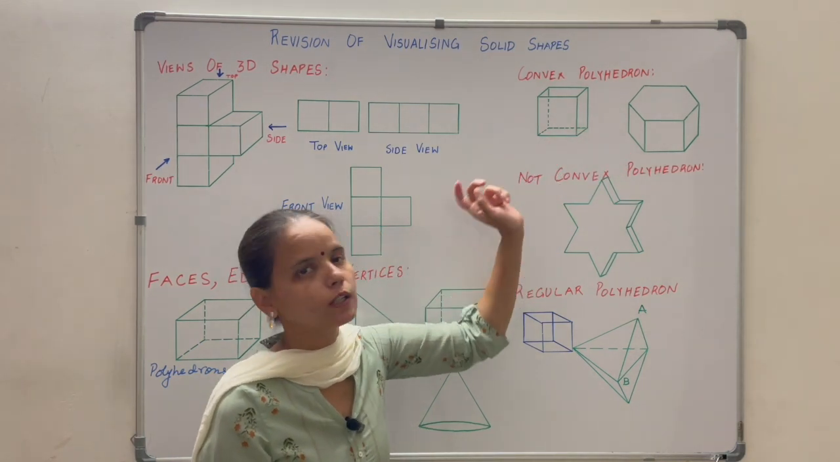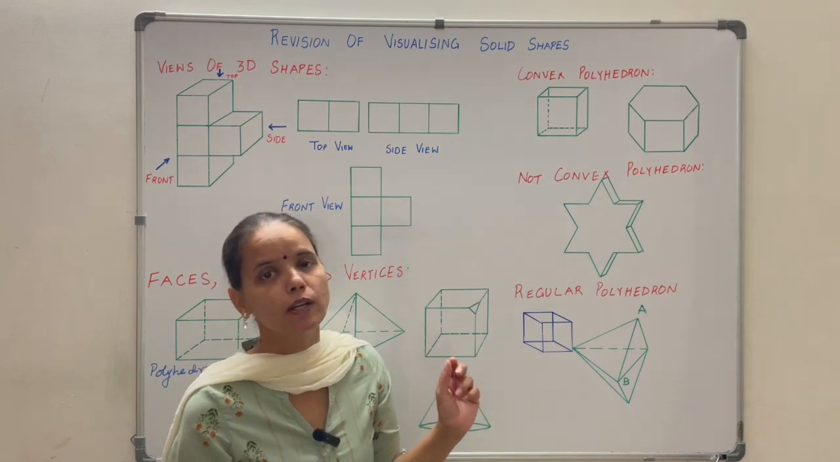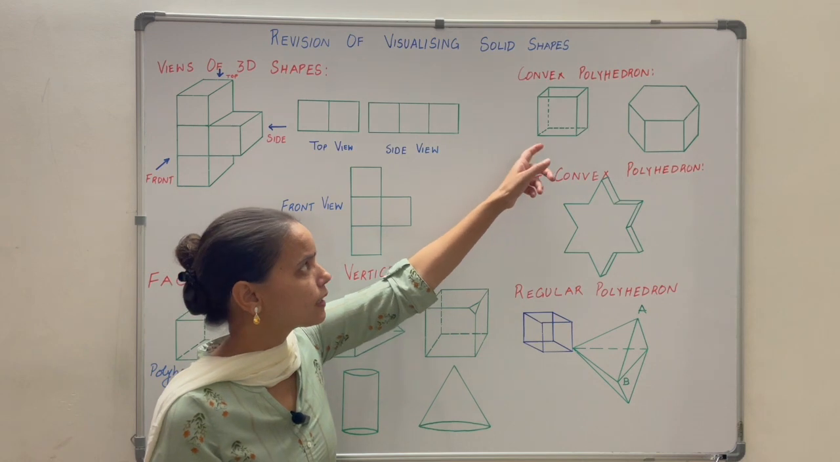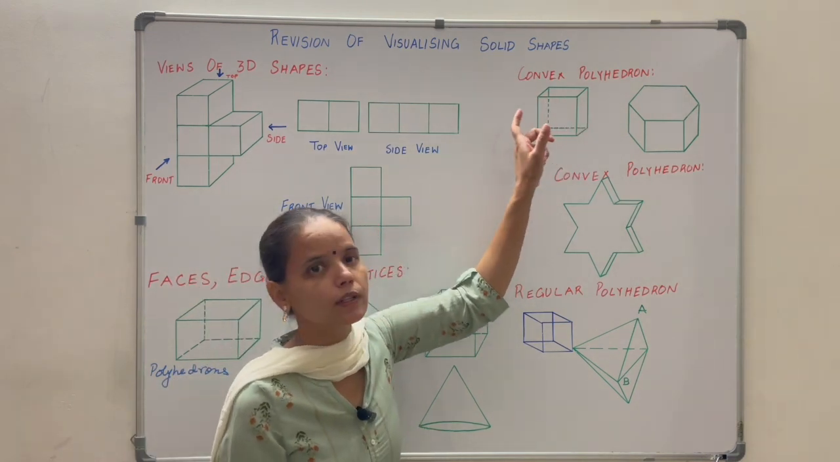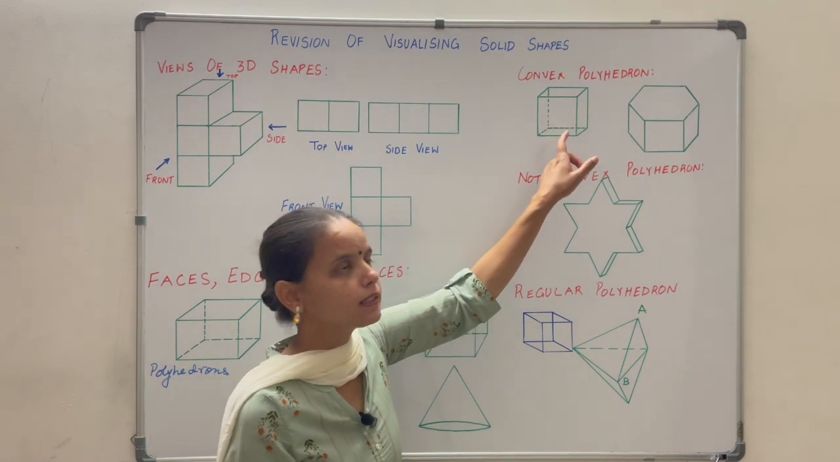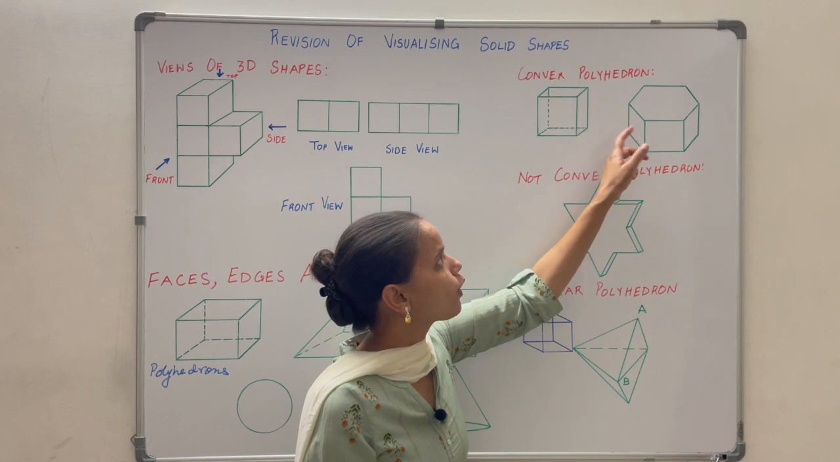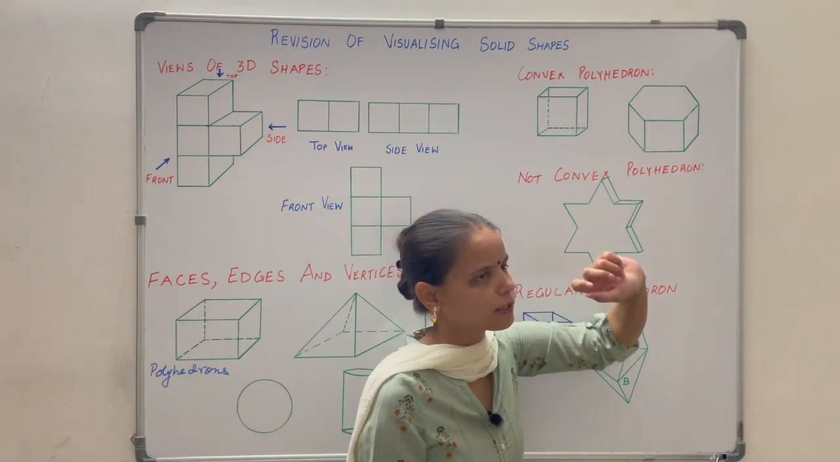Convex polyhedron. The concept is similar to your convex polygon. In a convex polygon, the diagonal lies fully inside the polygon. Similarly here, whenever you join any diagonal, that will lie fully inside this 3D object. So these are the examples of convex polyhedron: cube and hexagonal prism.